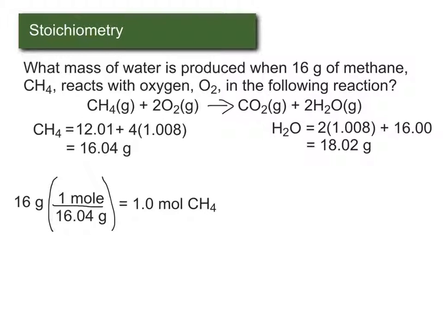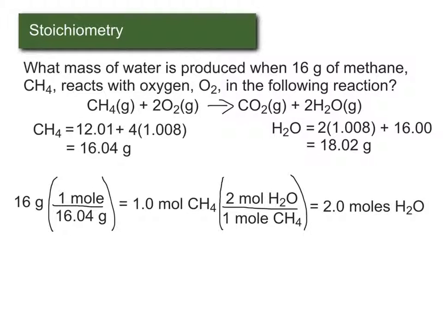Now, this is the new part: we can look at our balanced equation and say, for every 1 mole of methane that we use up, we're actually going to make 2 moles of water. This is the ratio of the coefficients in our balanced equation. In this case, since we have 1 mole of methane, we know that we're going to make 2 moles of water, but regardless of how many moles of methane we had, we would just multiply by 2 to get the number of moles of water.